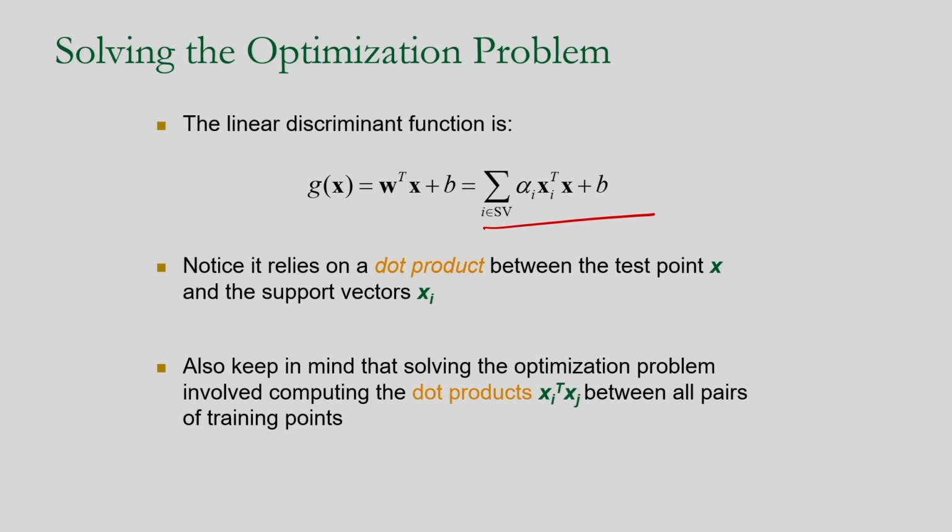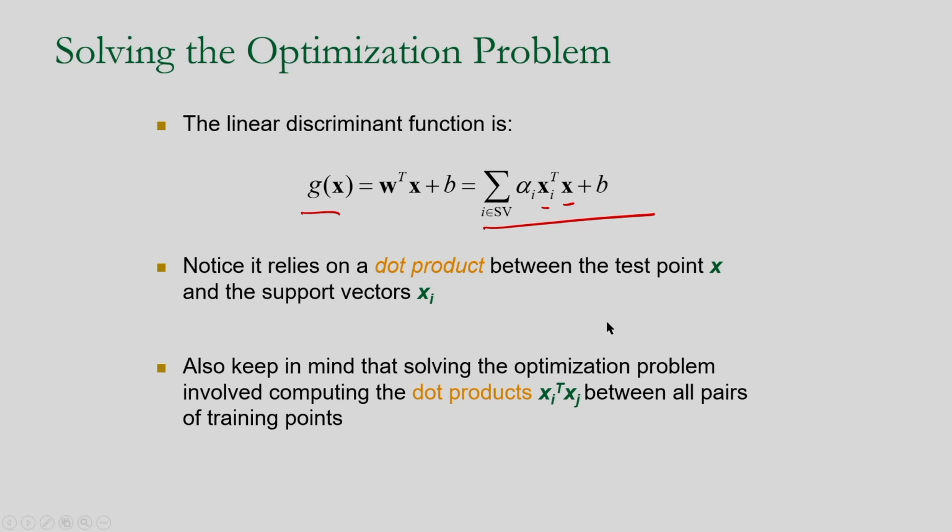So you can see in this expression, in the G(x) expression, that is the discriminant function, the linear discriminant function. It is nothing but the dot product between the test point, x, and the support vectors, xi. First I have to determine the dot product between the test point x and the support vectors xi, and based on this I can determine G(x).